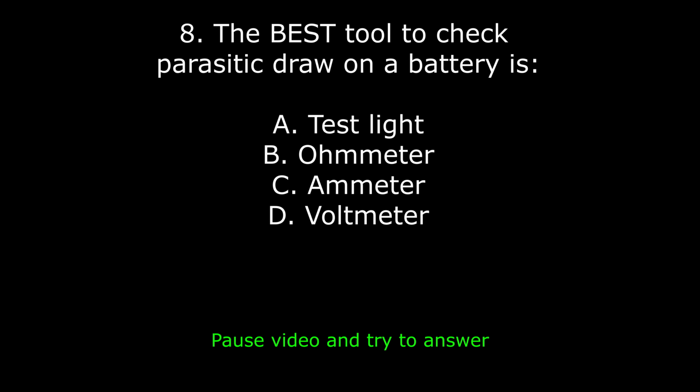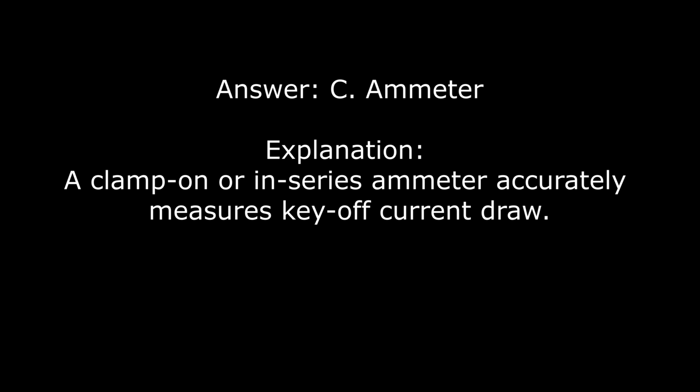8. The best tool to check parasitic draw on a battery is A. Test light. B. Ohm meter. C. Ammeter. D. Voltmeter. Answer: C. Ammeter. Explanation: a clamp-on or in-series ammeter accurately measures key-off current draw.